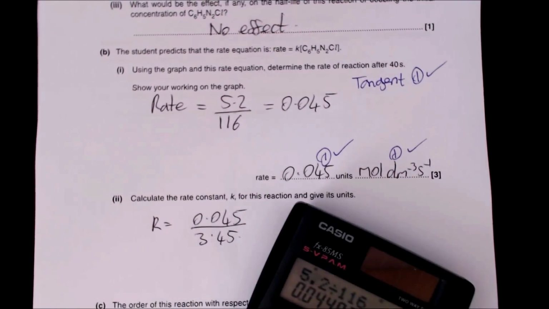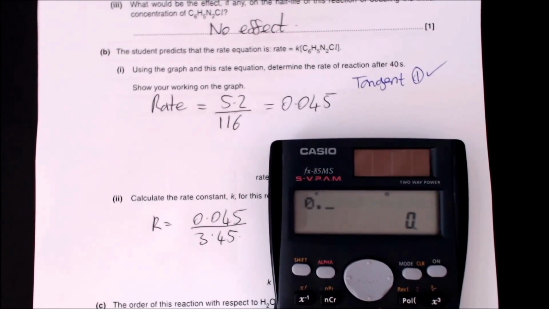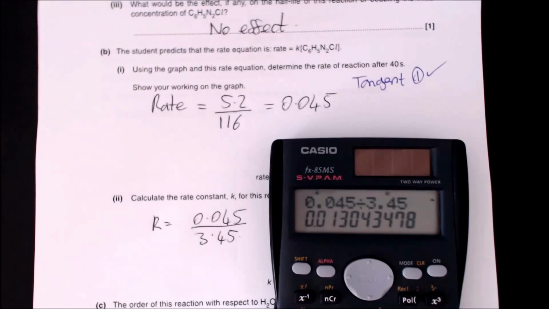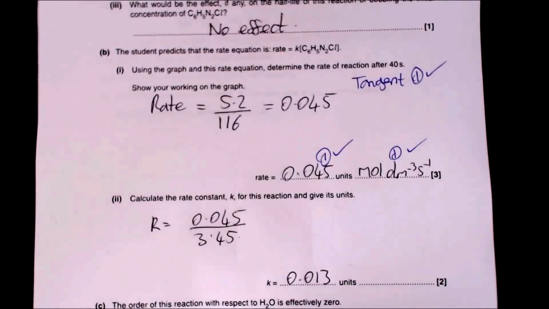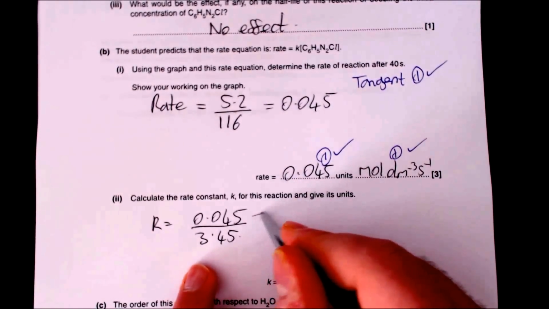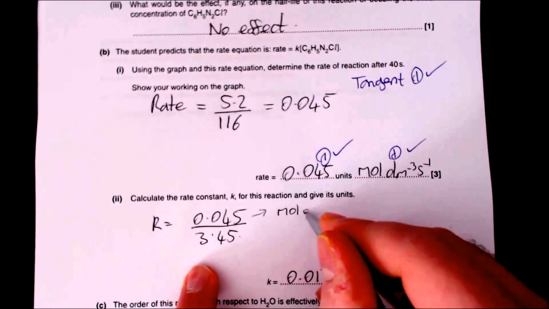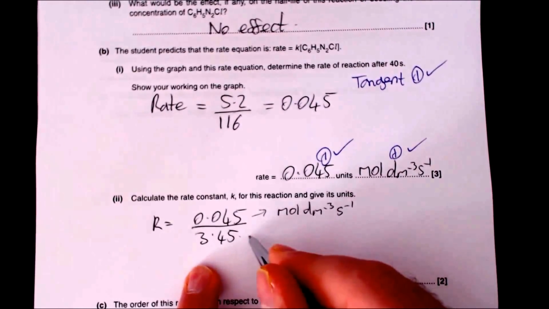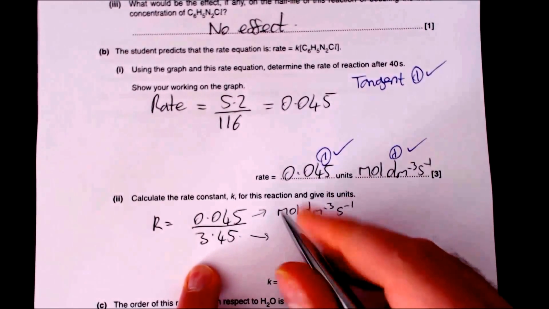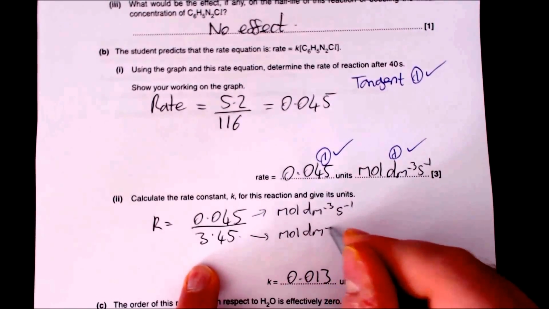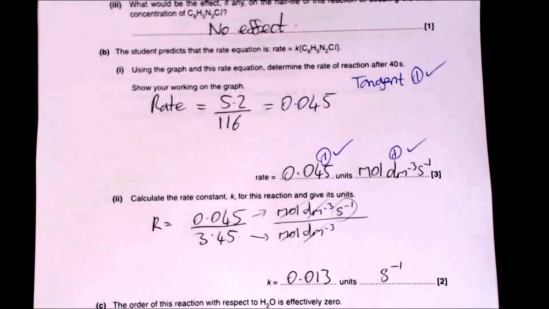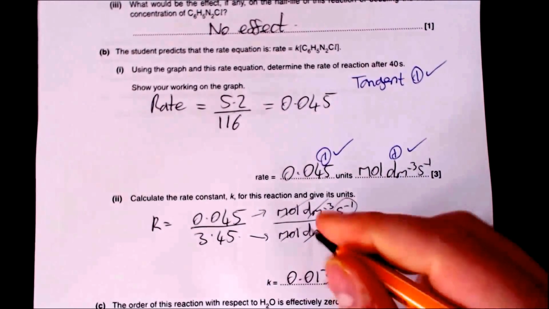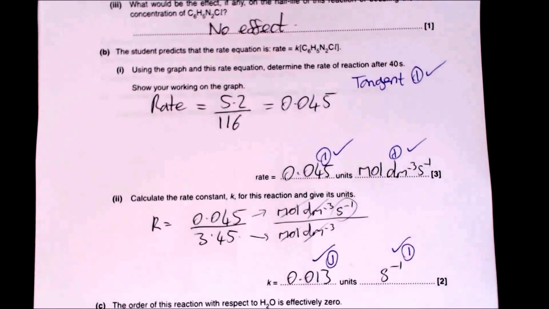And therefore, if we put that into our calculator, it's 0.045 divided by 3.45, and we should get 0.0130. But if I do that to 2 significant figures, that's going to be 0.013, and that's for K. And the units: this top one here was our rate, which is moles per dm cubed per second, and this bit down here was the concentration of our chemical, so that's just moles per dm cubed. Then effectively these ones will cancel out, and what we're left with is just s to the minus 1. So our units is just going to be s to the minus 1 in that case. And you get 2 marks for this. You get 1 for this one, and 1 for your units as well. So 2 marks in total. So again, not too bad.